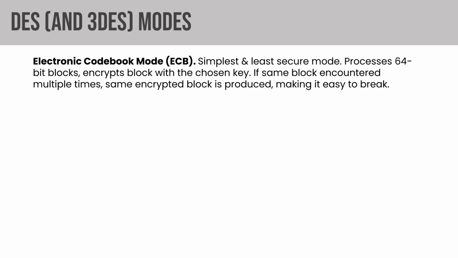So you need to be able to explain the 5 basic operational modes of Data Encryption Standard, DES and triple DES. I'm going to cover these for you in a way that I hope is easier to remember, because just looking at them on the surface, they're not super easy to remember. They don't stand out. So the first is electronic codebook mode. This is the least secure of the lot. With codebook mode, it processes a 64-bit block. The problem is, if it encounters the same block multiple times, it produces the same encrypted block, which makes it easy to break. So I like to say this codebook is pretty easy reading.